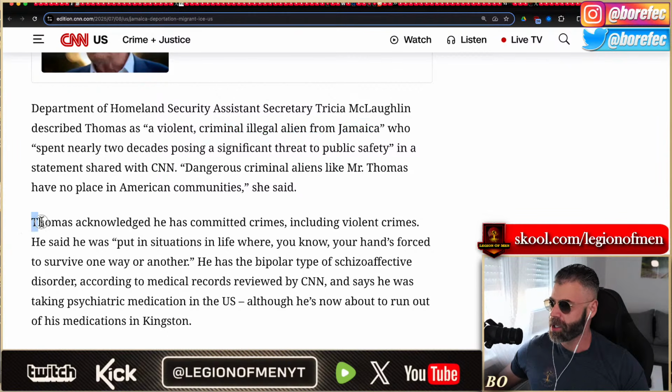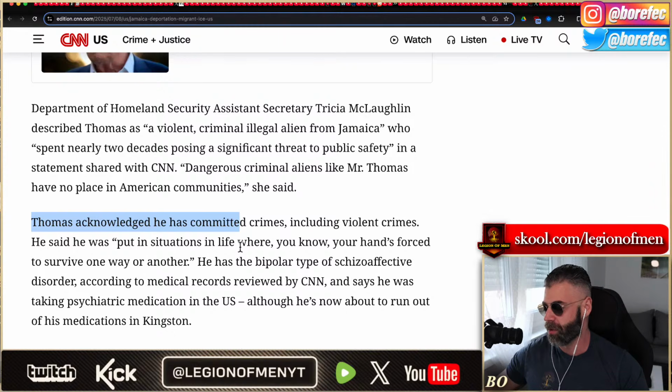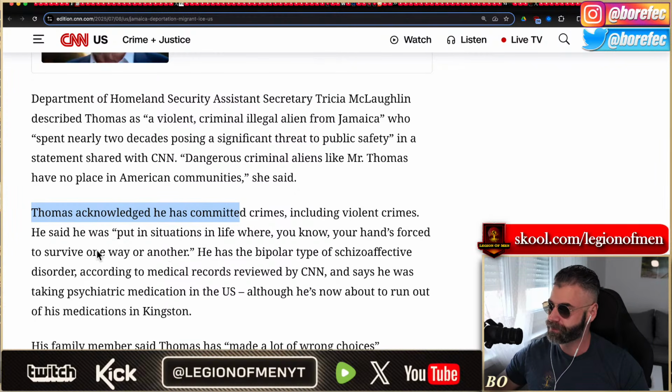Thomas then goes on to acknowledge he's committed some crimes, including violent crimes. And he said he was put in situations in life where, you know, your hand's forced to survive one way or another. Oh, my Lord. Okay.